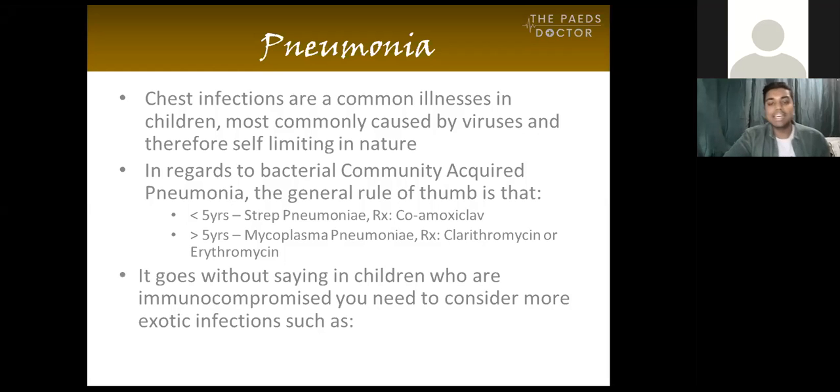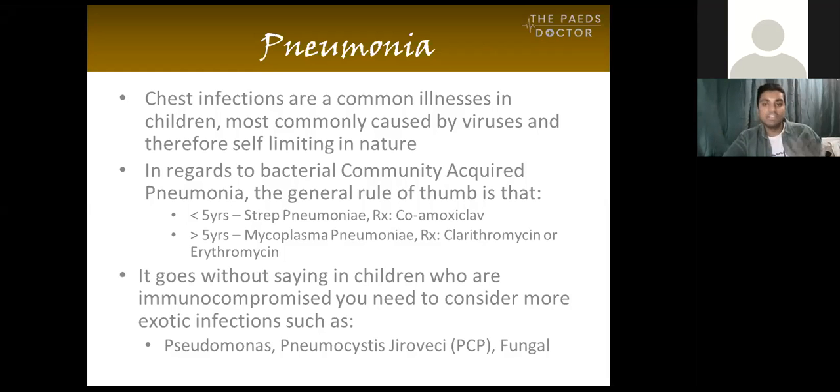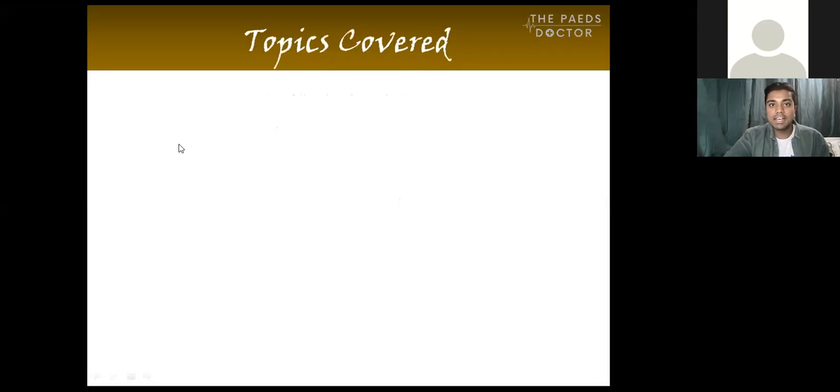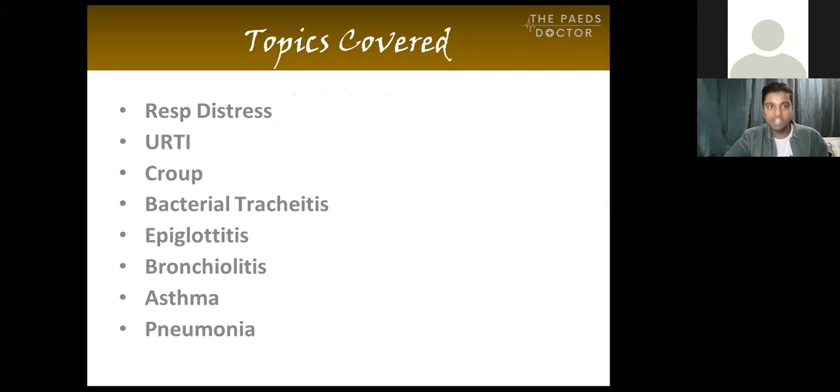So it goes without saying, if a child is immunocompromised or has some other condition, then we're thinking more exotic infections such as Pseudomonas, Pneumocystis jirovecii, fungal infections, etc. Okay? And I think, yeah, so we covered respiratory distress, upper respiratory tract infections, croup, bacterial tracheitis, epiglottitis, bronchiolitis, asthma, and pneumonia. And these are a handful of the most common pediatric respiratory conditions that you're going to come across in your day-to-day practice and in your exams, okay?